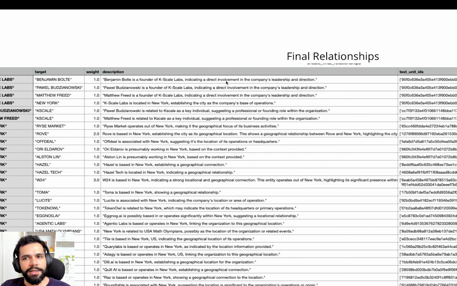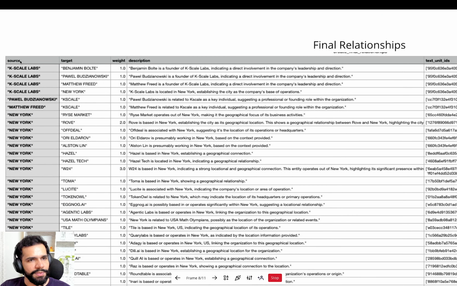Similarly, for relationships, you have the source, which means there's one node source and then another node target, K-scale labs and Benjamin Bolt. There's a weight between them and the description of how those two are connected. Again, text unit IDs, human readable IDs, source degree, we'll come to this at a later point, target degree, and rank. The important part to understand here is source, target, and how they are related. So this forms our entity and relationship extraction.